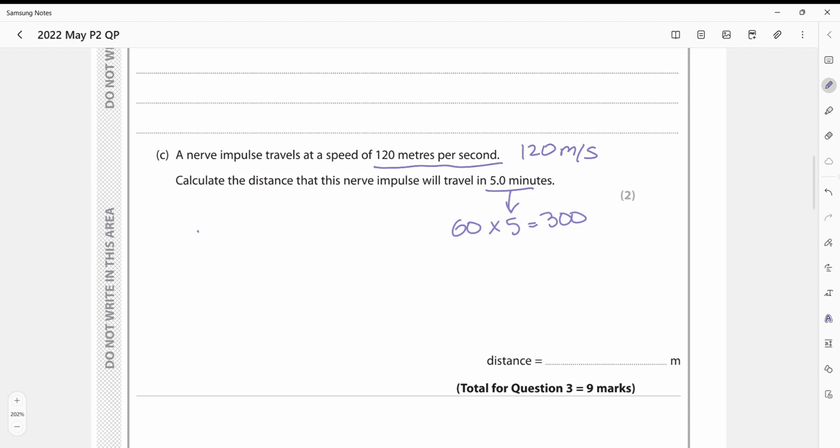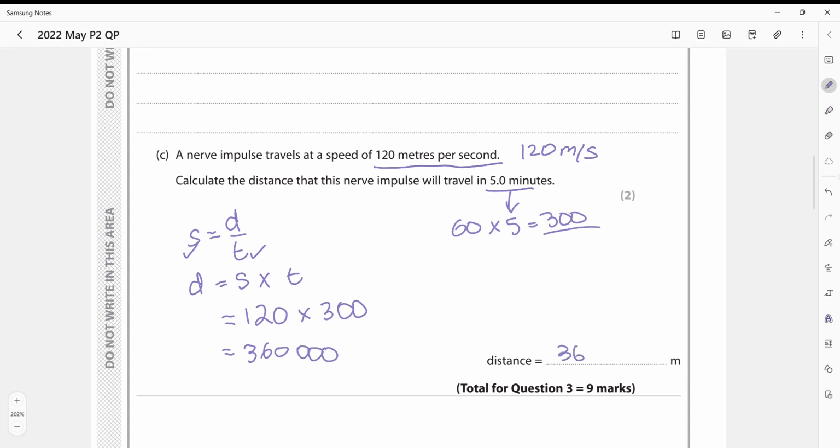And the formula for speed is distance over time. But we know the speed and we know the time taken. We just need to rearrange it so that distance is on one side. So it's speed times time. The speed is 120 meters per second, and the time is 300. And that would be, let me just calculate that. 36,000. All right.